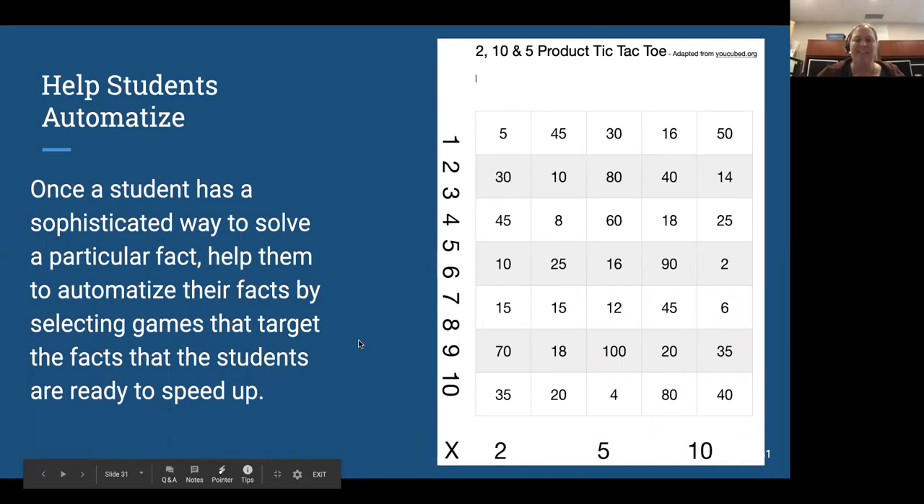One of the things that I see in a lot of my adult students is that they skip count their 5s. They don't know their 5 facts. They always skip count. So I find that really interesting.